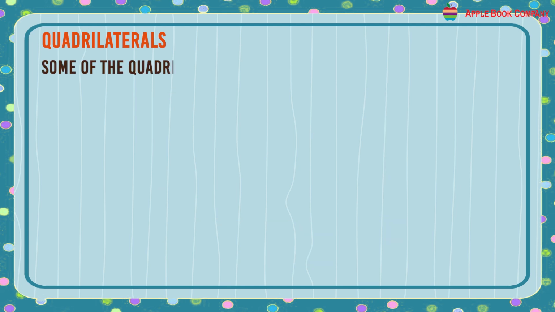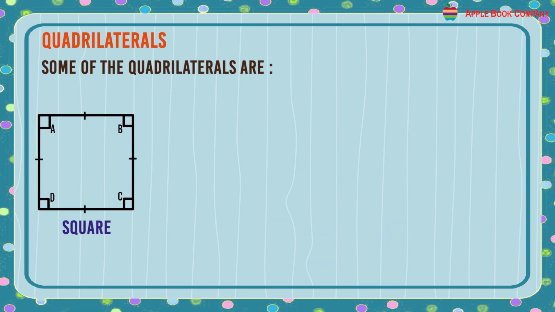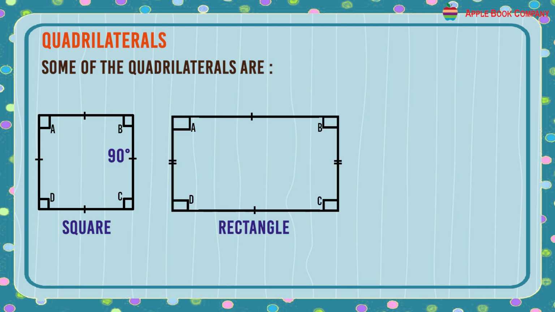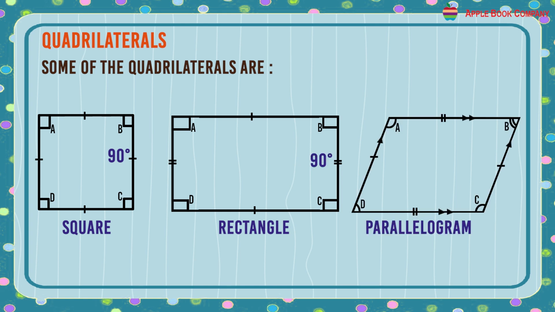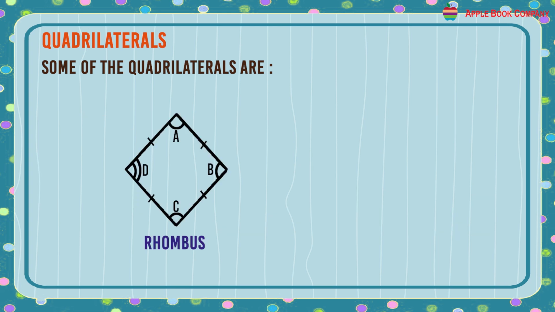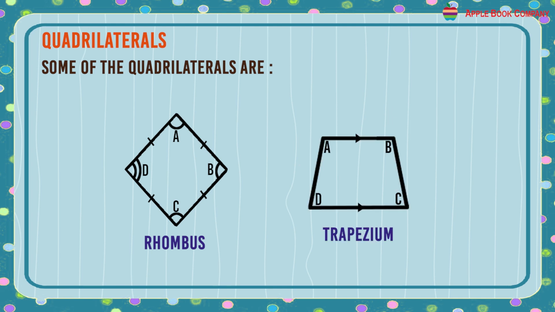Some of the quadrilaterals are: Square, all sides are equal and each angle is 90 degrees. Rectangle, opposite sides are equal and each angle is 90 degrees. Parallelogram, opposite sides are equal and parallel and opposite angles are equal. Rhombus, all sides are equal and opposite angles are equal. Trapezium, one pair of opposite sides is parallel.